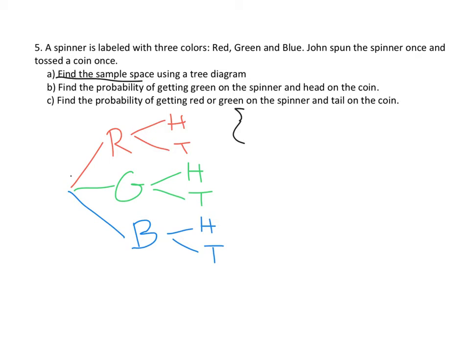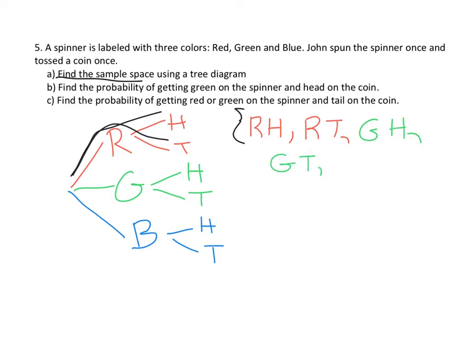So if you look at this top branch here, that is, you first get a red and then you flip a head. Or if you look at the next branch, that would be a red and then a tail. You could get a green on the spinner and then a head, a green on the spinner and then a tail, or a blue on the spinner and then a head, or a blue on the spinner and then a tail.